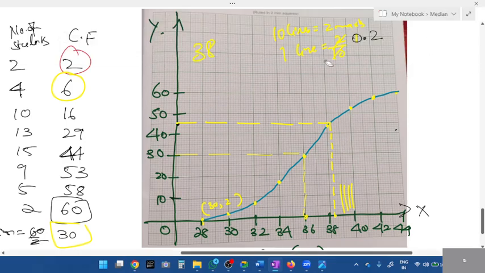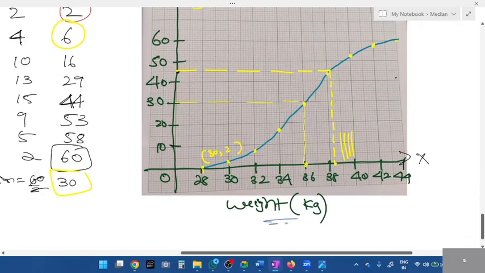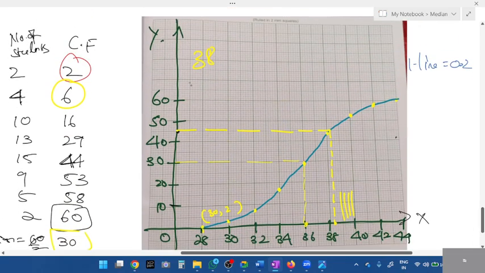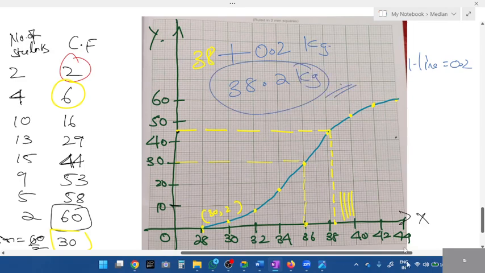Is this clear? All of you understood? So one line is equals to how many, students? One line is equals to 0.2 what? In x-axis, what do we take? Mass. So 0.2 kgs. So up to 38 is fine. 38 plus one line, right? One line is how many kg? 0.2. If you add, what do you get? 38.2 kg. This is the answer. All of you understood?